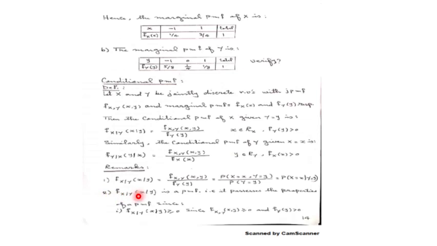We say that f of x given y is a probability mass function. So that means it possesses the properties of a probability mass function. What are the properties of a probability mass function? Two properties. The first one, the function has to be non-negative, right? And this is true. Why is this true? Because if you go to the definition of the conditional probability mass function, it is the joint divided by the marginal.